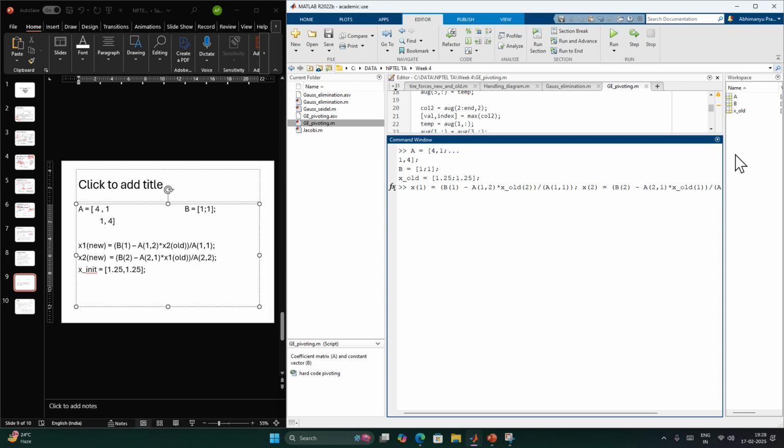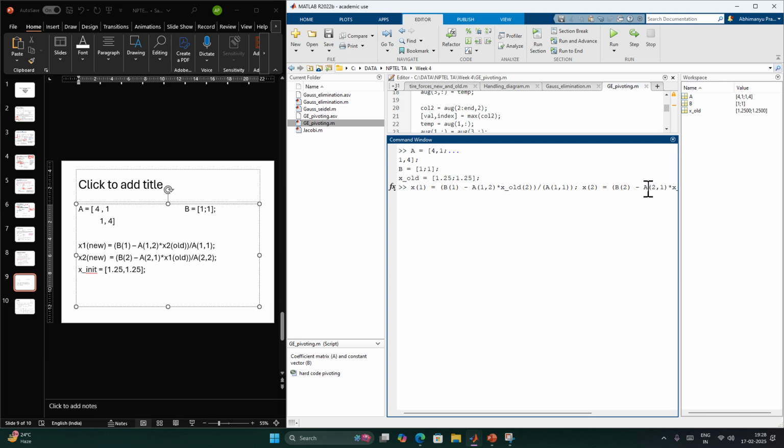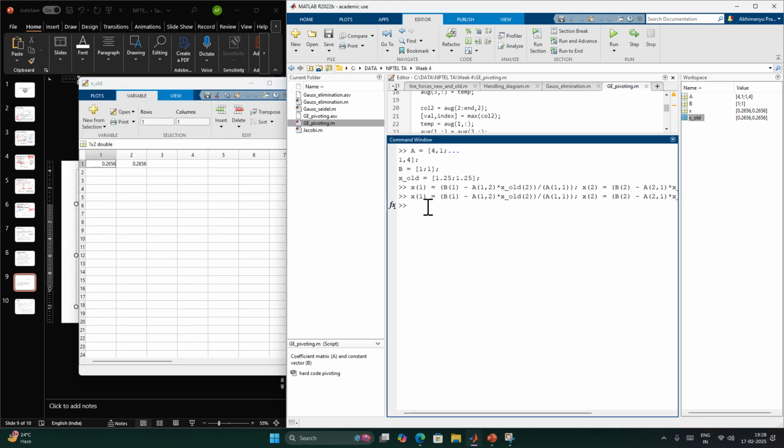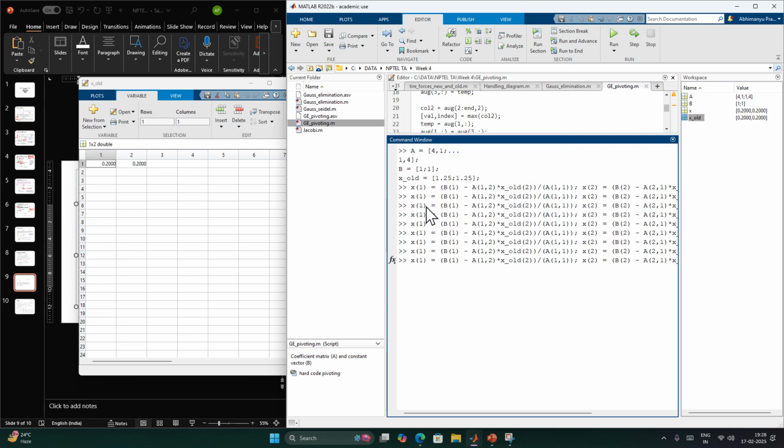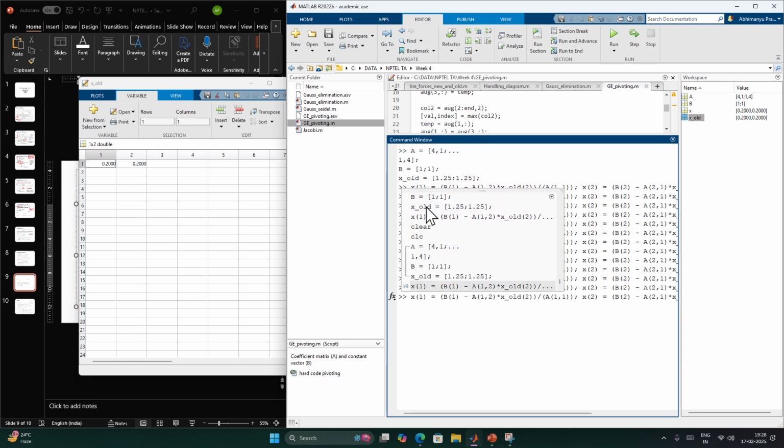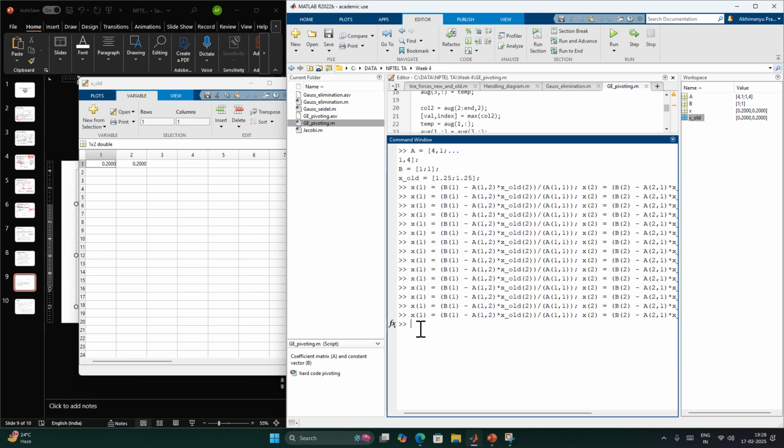So right now our x old is 1.25 comma 1.25. I run this, my x old becomes minus 0.625, minus 0.625. Run this again, becomes 2.656, 2.656. I run this again. So I continue to run this. So now my solution has converged, right? It has converged to 0.2 and 0.2. Okay.